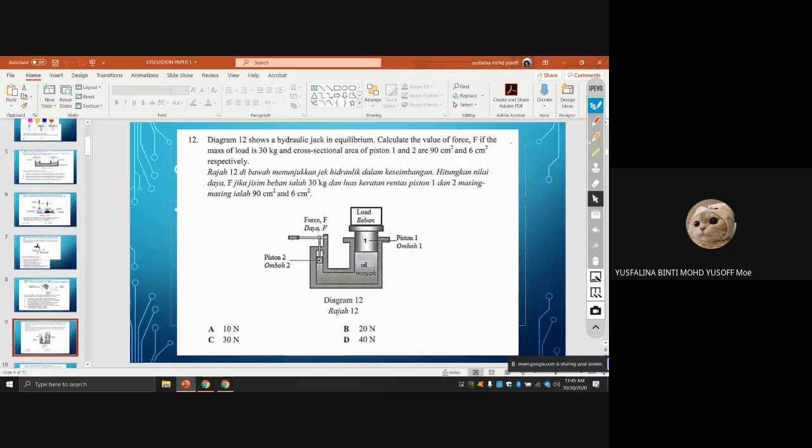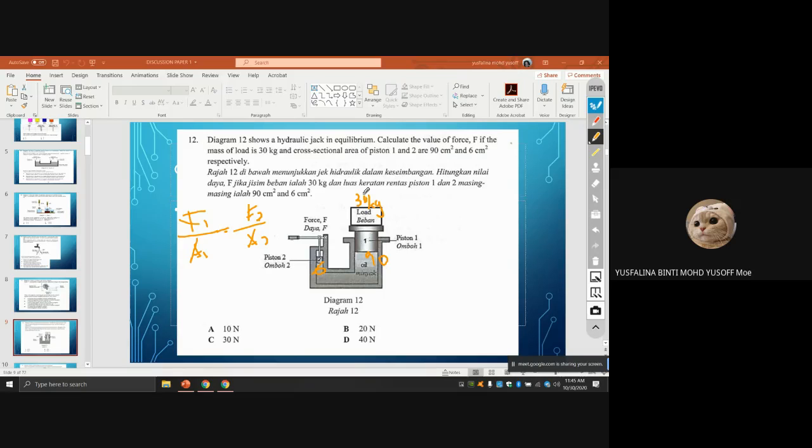The next one is actually Pascal. Use the formula F1 over A1 is equal to F2 over A2. It says to calculate the value of F if the mass of the load is 30 kg. So here is 30 kg, and the cross-sectional area of piston 1 is 90. This one is 90, this one is 6. So F1 here, let's say we take the load here.